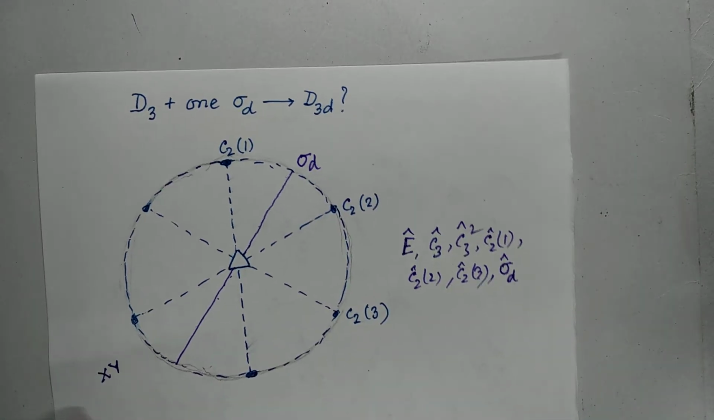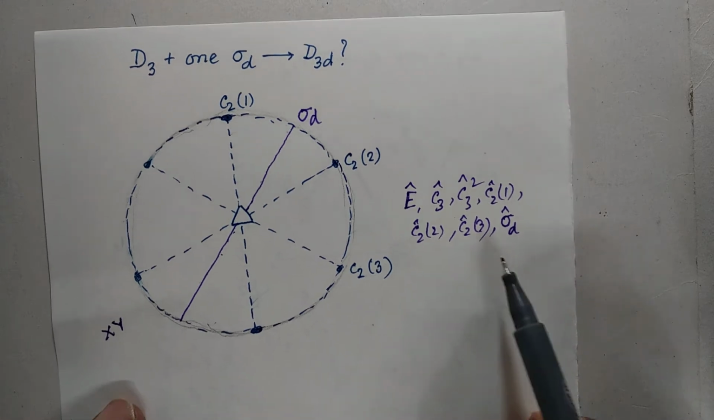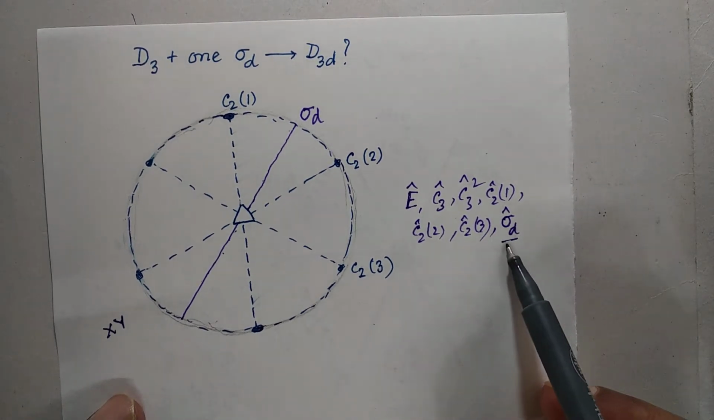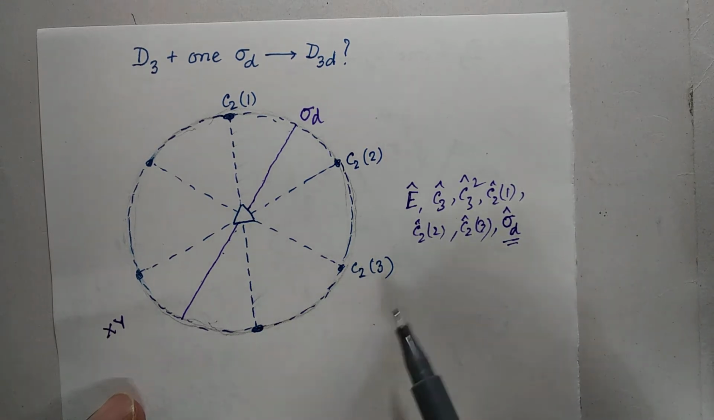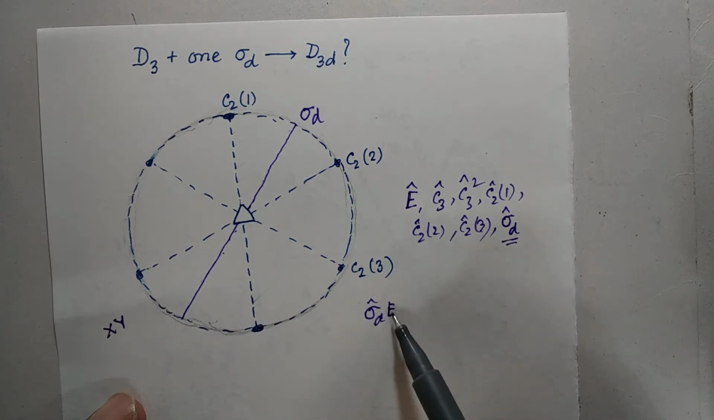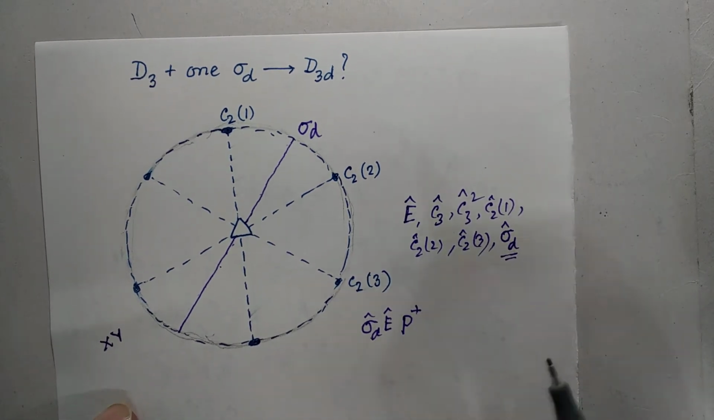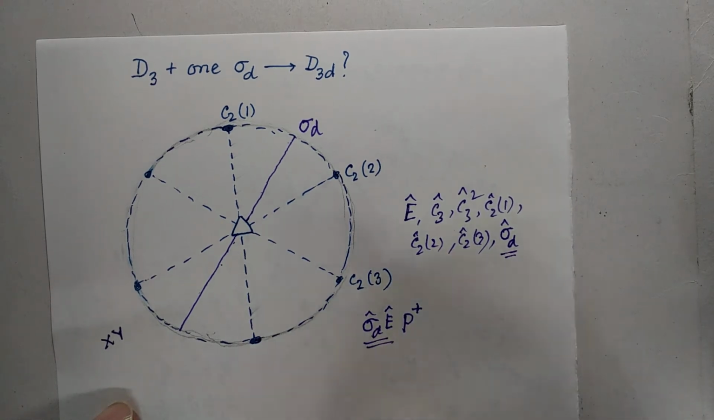Let us examine what happens after addition of this plane. To do that, we have to multiply this newly added operator with all the previous operators. If we multiply sigma D with E, let us see what happens when a general point P plus is subjected to this operation.